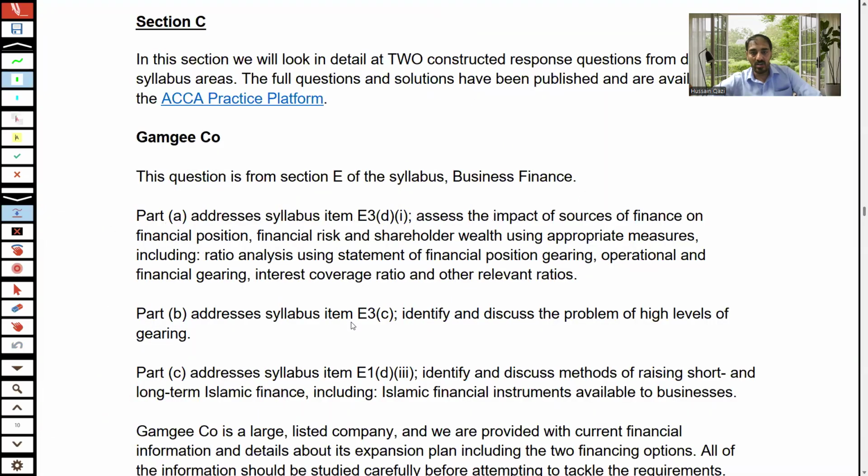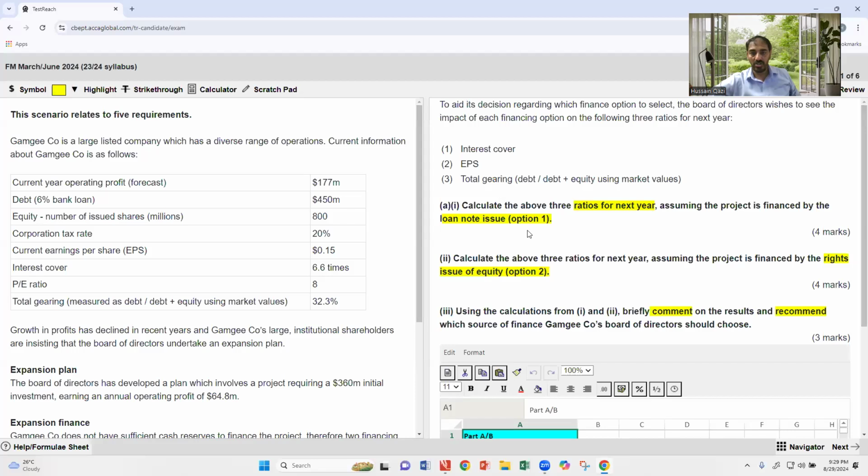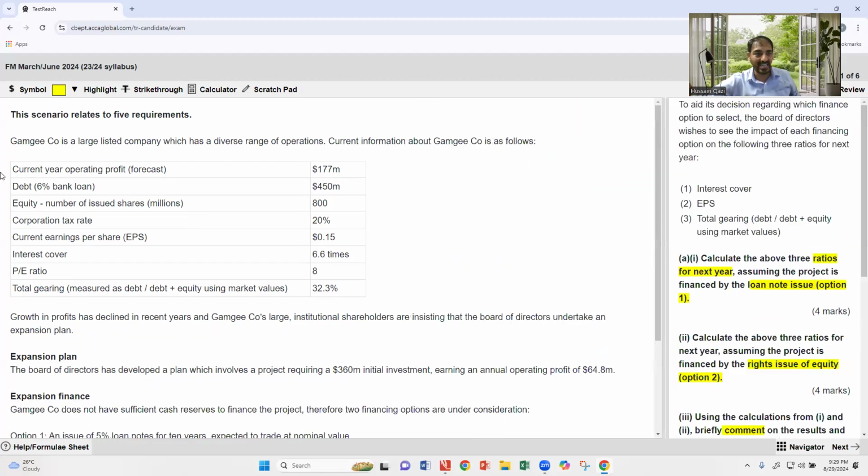Yes. Now come on. Read the question. First, requirement. Now it's time to read the content. This scenario relates to 5 requirements. Okay, that we have already read. Gamgee is a large listed company, which has a diverse range of operations.